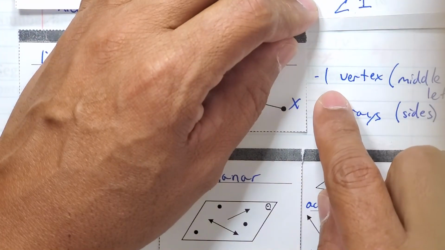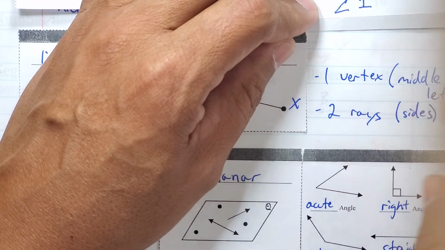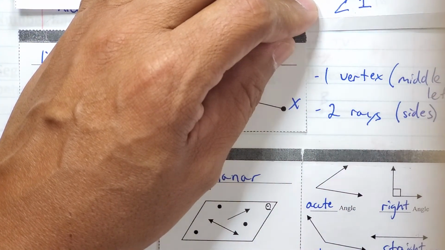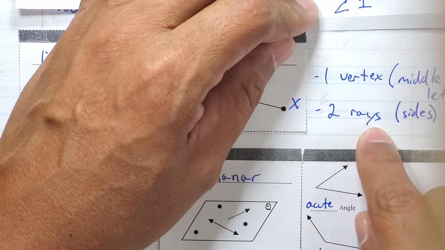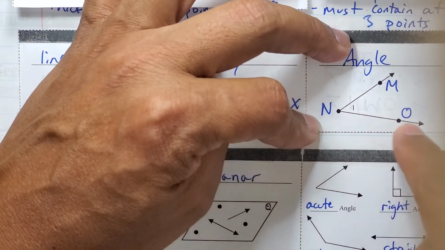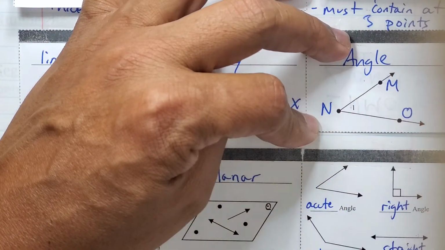The definition of this is it has 1 vertex, which is the middle letter, in this case the letter N or point N, and it's formed by 2 rays, which are the sides. So this is ray NO and this is ray NM.